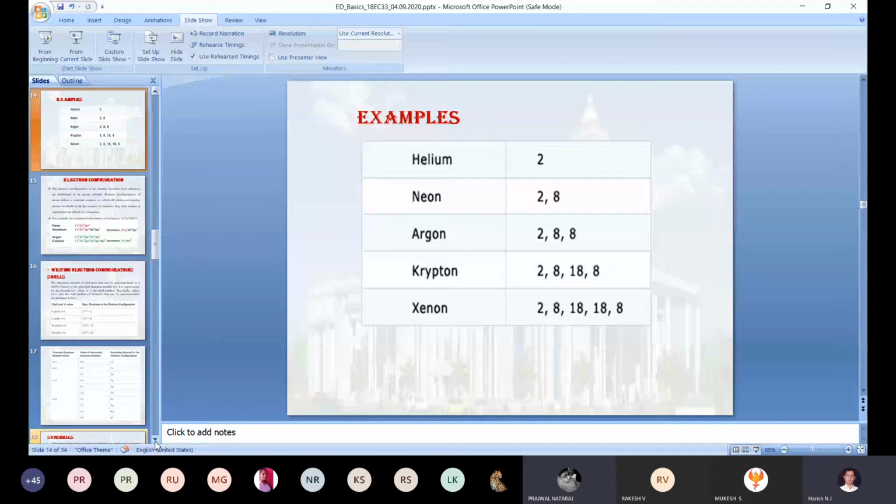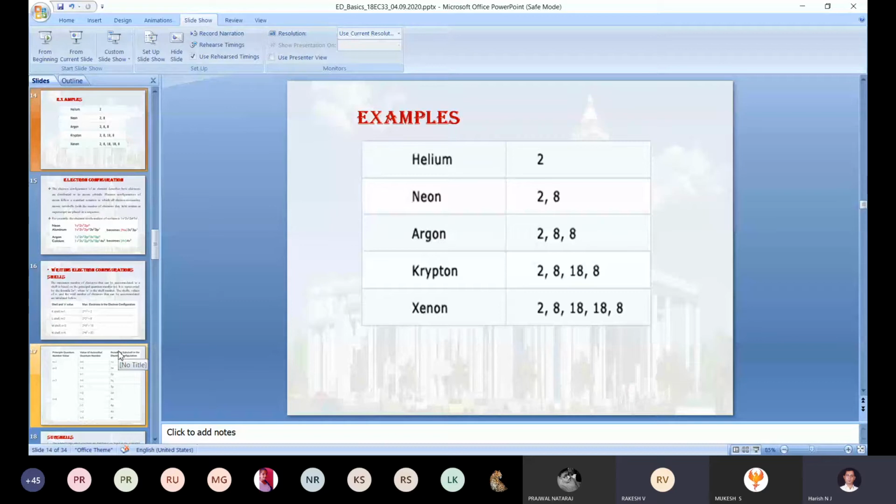That is the maximum number of electrons accommodated in that particular orbit, what you are telling. First orbit, maximum number of electrons is 2. Second orbit is 8. The third orbit is 10. The fourth orbit is 14. What you are telling?